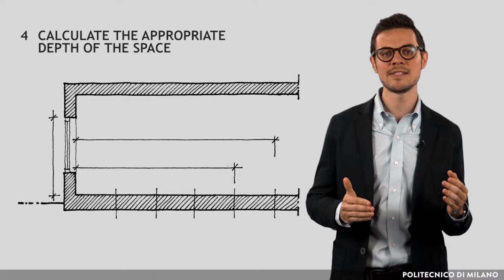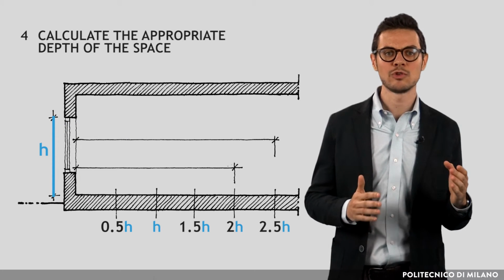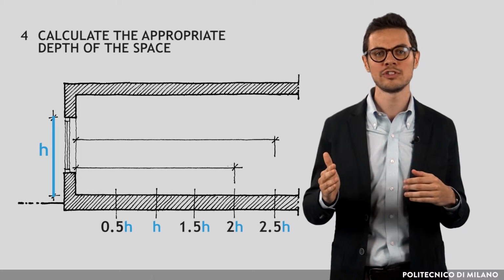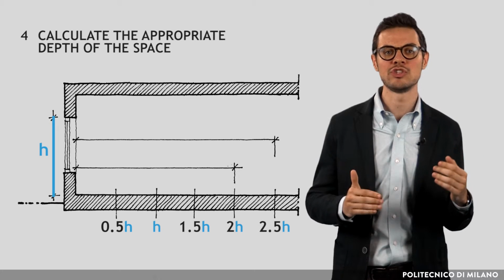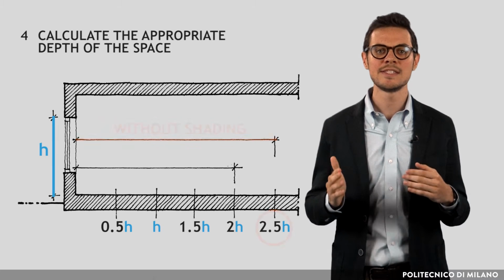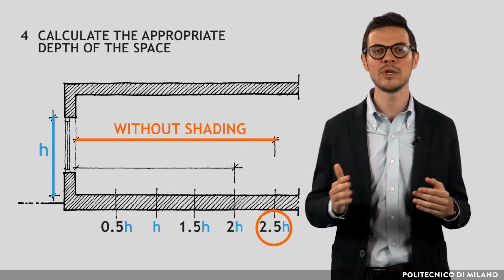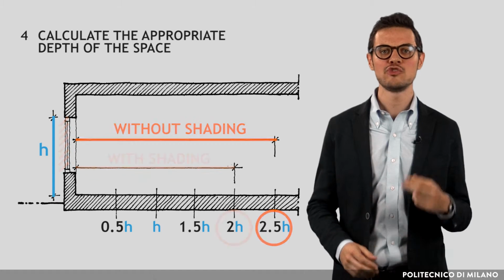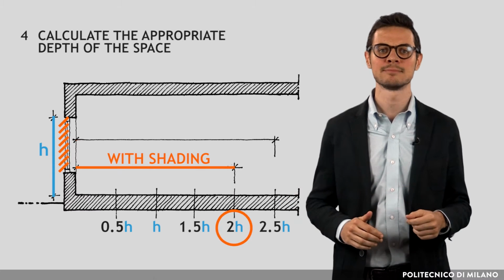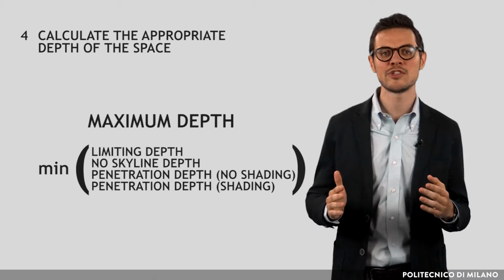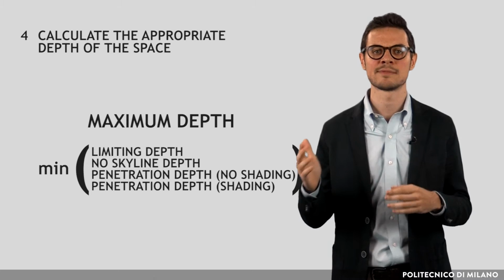Daylight penetration in a space varies linearly with window head height. The relationship factor varies depending on whether or not a shading device is used. The limiting depth beyond which the natural light is insufficient is equal to 2.5 times the window's head height considering windows without shading elements, and 2 times the window's head height considering windows with shading elements. The maximum depth for the exploitation of the daylighting is the minimum of the quantities calculated in the previous passages.